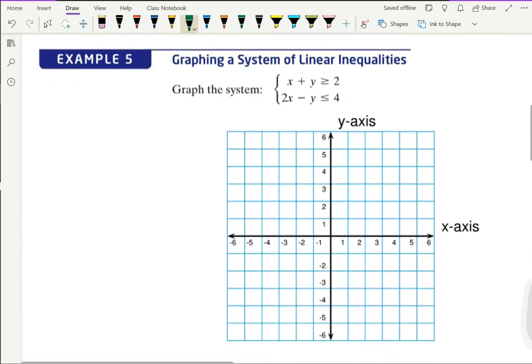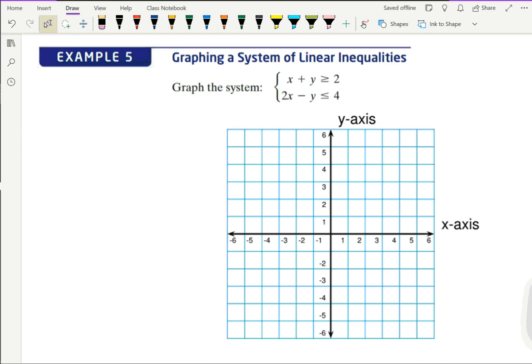Let's take one that's strictly just linear inequalities. So now we have a system here. Okay, so we have to graph a couple different items.